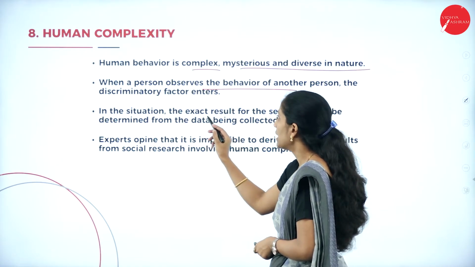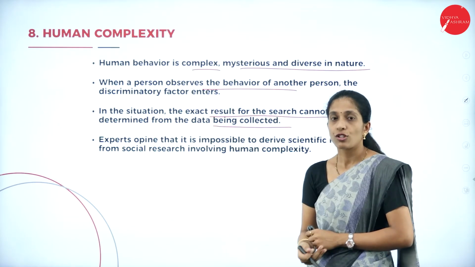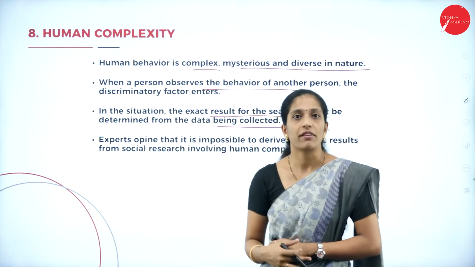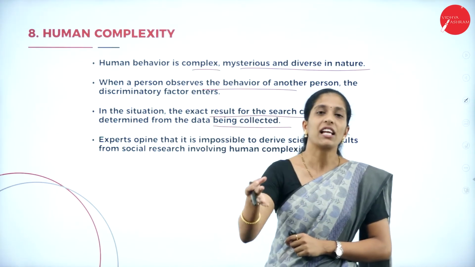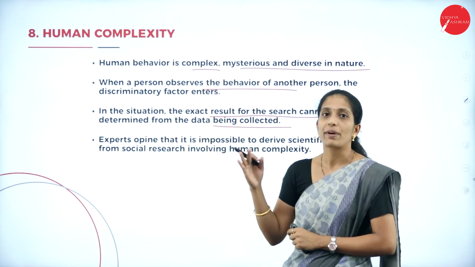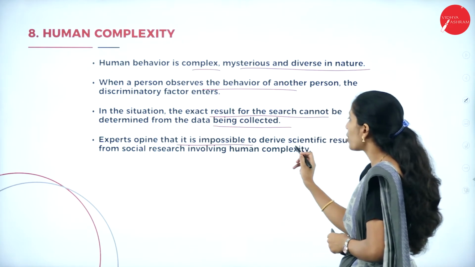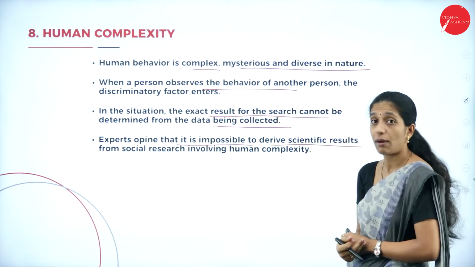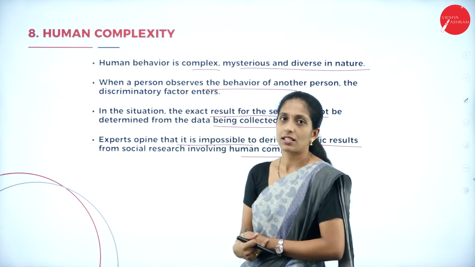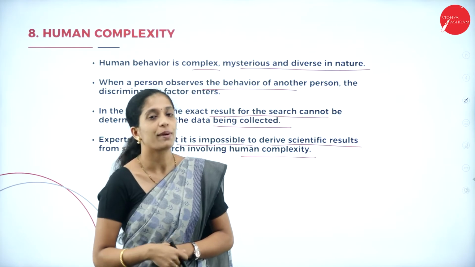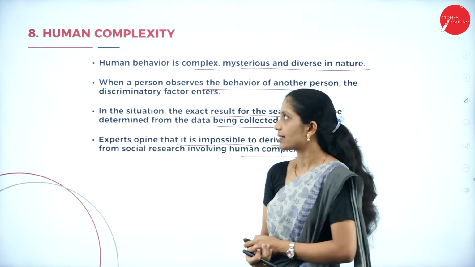In this situation, the exact result of the research cannot be determined from the data being collected. Depending on this, we can't predict the behavior of the consumer. I have told you, they themselves may change their behavior or they may be influenced by some other person. So we can't predict the actual behavior of a particular consumer. Experts opine that it is impossible to derive scientific results from social research involving human complexity. Human complexity means that the behavior of the consumers keeps on changing and we cannot adopt scientific research to business research.